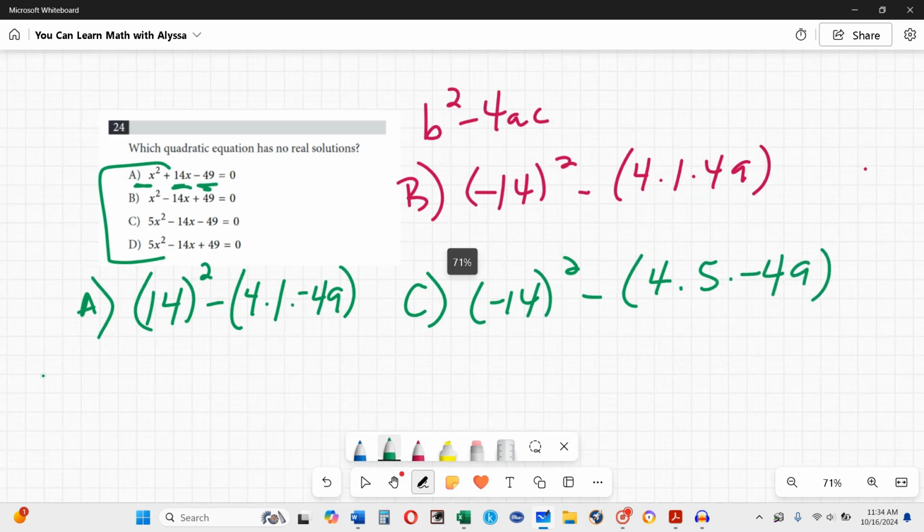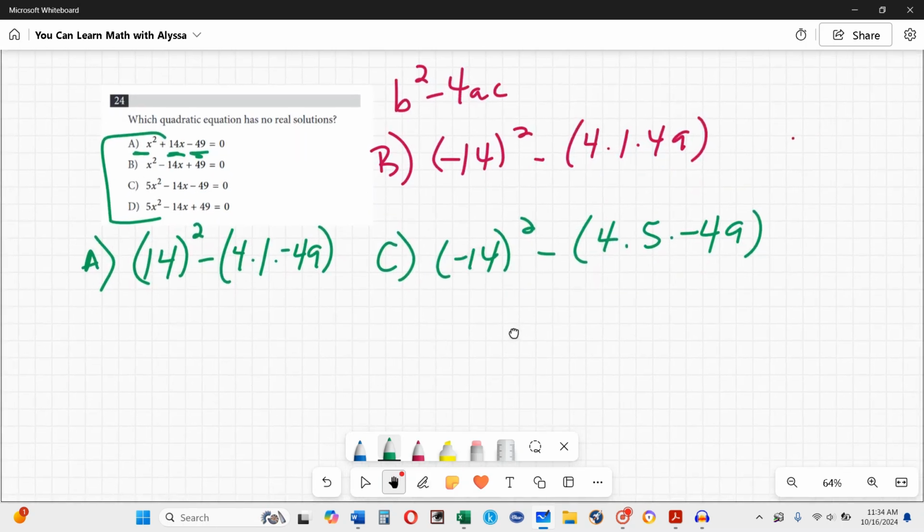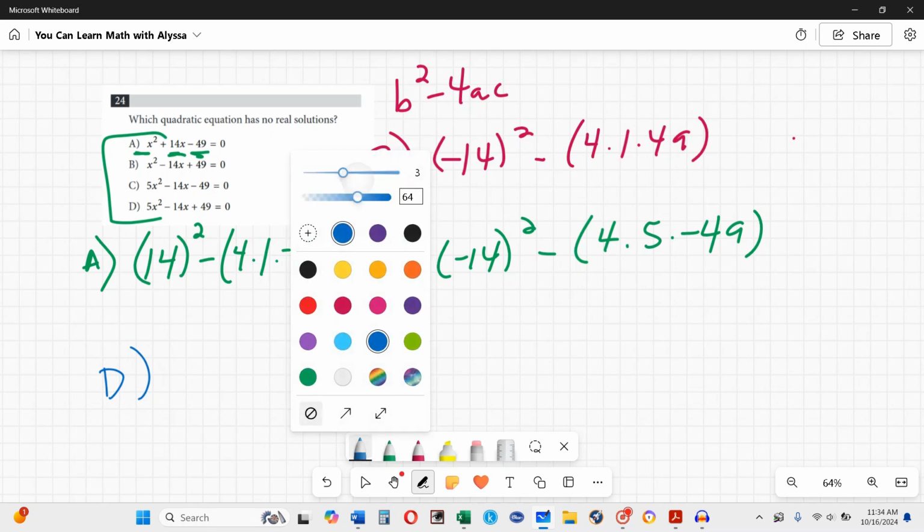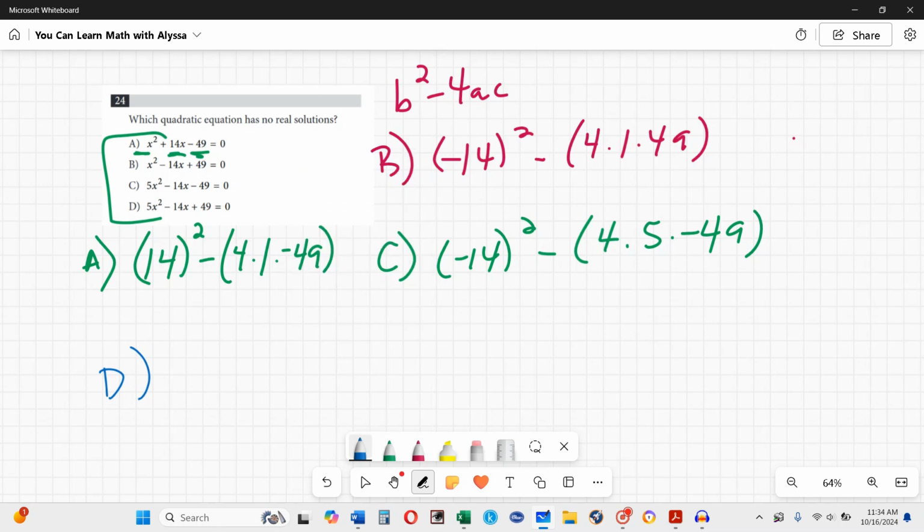And then last but not least, I wrote this so weird. I just did. Sorry about that. I don't know why I did it that way. We have d down here. Let's make that a little darker. Okay, and so d is going to be negative 14 squared, there's my b squared, minus 4 times 5 times 49.